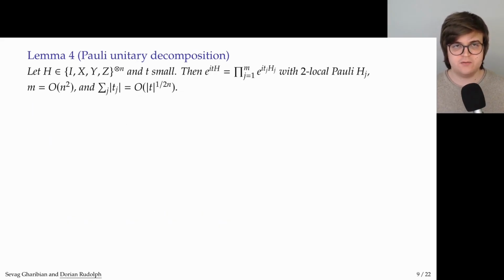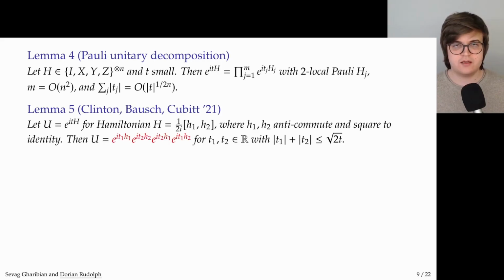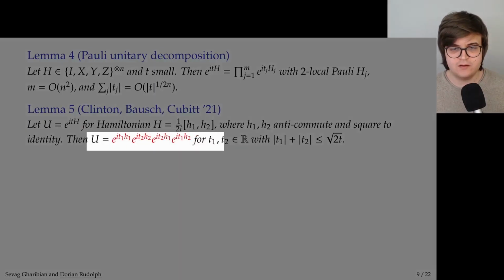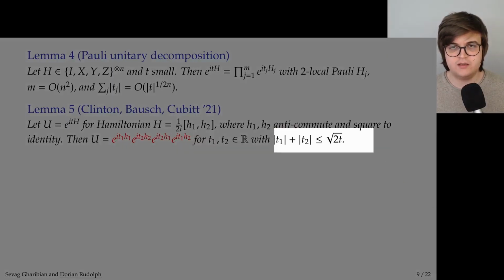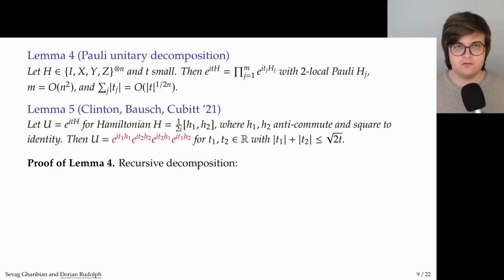To prove this result, we use a lemma of Clinton, Bausch, and Cubitt. Here H is 1 over 2i times the commutator of H1 and H2, where H1 and H2 anticommute and square to identity. Then U can be decomposed like this. The resulting pulse time is bounded by the square root of 2t. We apply this decomposition recursively.